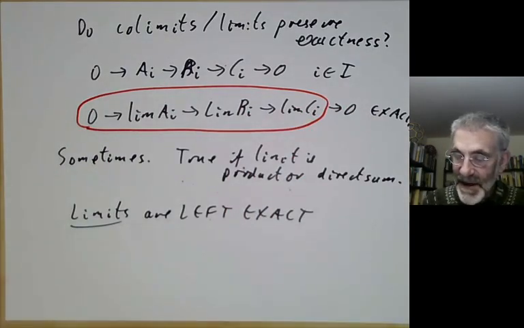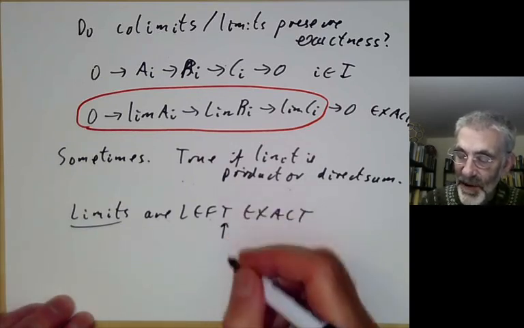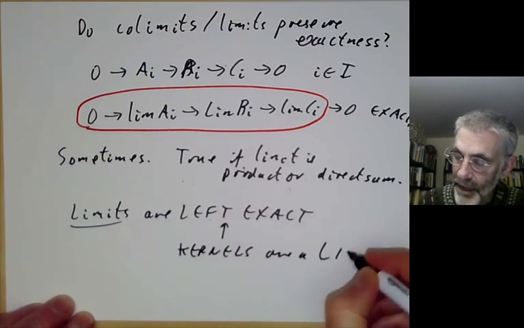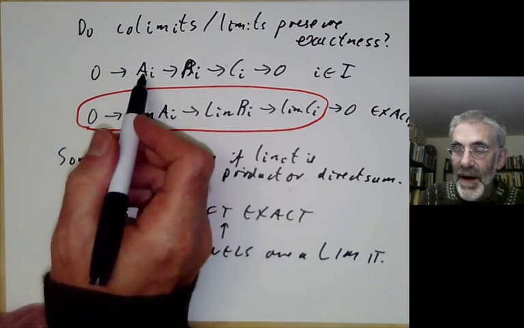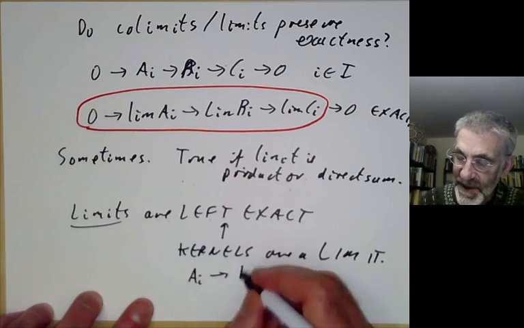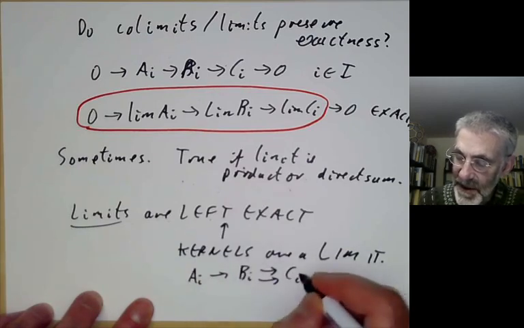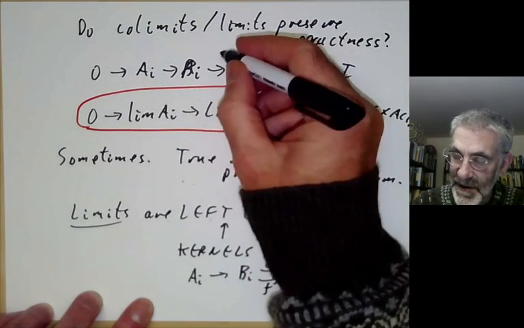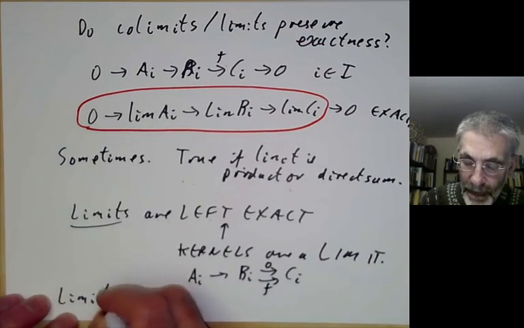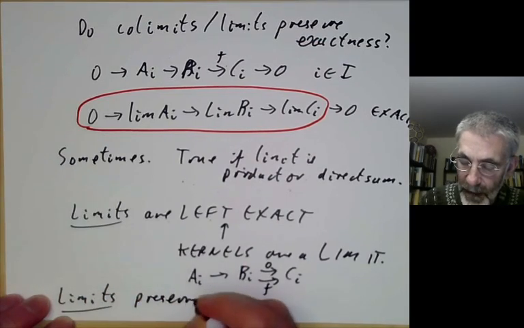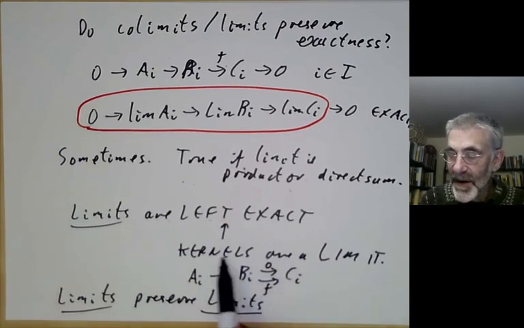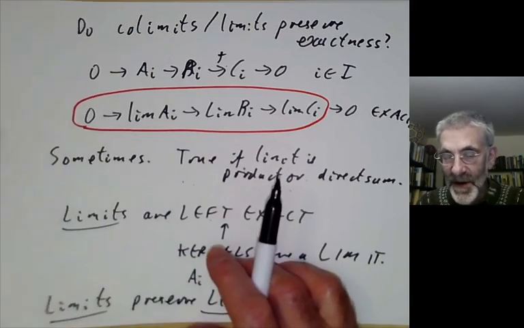And the reason for this is that left exactness is talking about kernels, and the point is that kernels are a limit. Here, A_i is the kernel, and we see that A_i is just the limit of this diagram. B_i maps to C_i, where this map is 0, and this is the map f. And the point is limits preserve limits. So in particular, since the kernel is a special sort of limit, limits always preserve kernels.